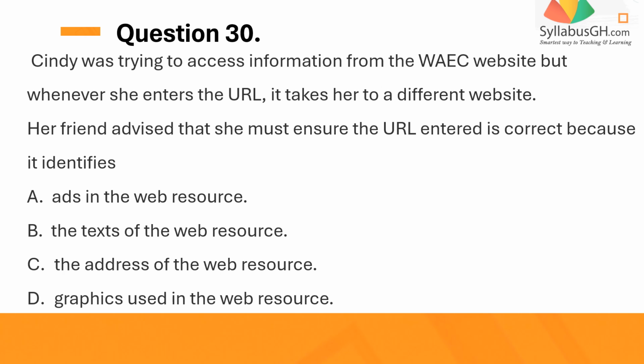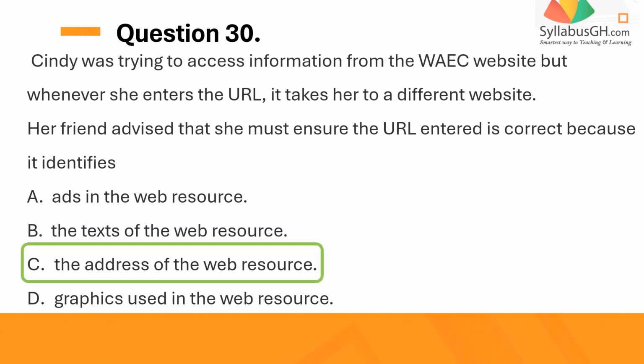Question 30. Cindy was trying to access information from the WAEC website, but whenever she enters the URL, it takes her to a different website. Her friend advised that she must ensure the URL entered is correct because it identifies A. Ads in the web resource, B. The texts of the web resource. C. The address of the web resource. D. Graphics used in the web resource. The correct answer is C.